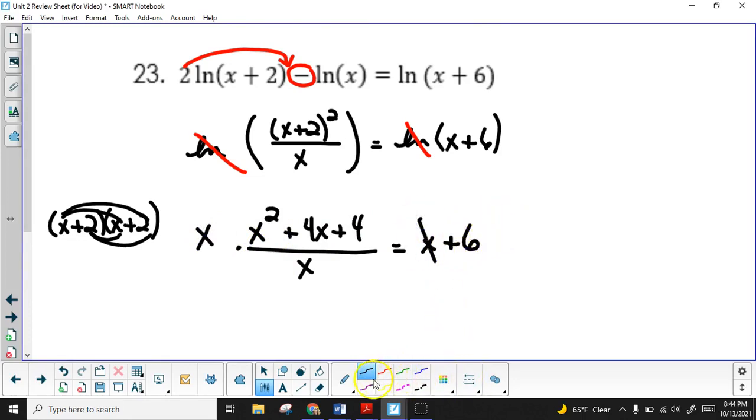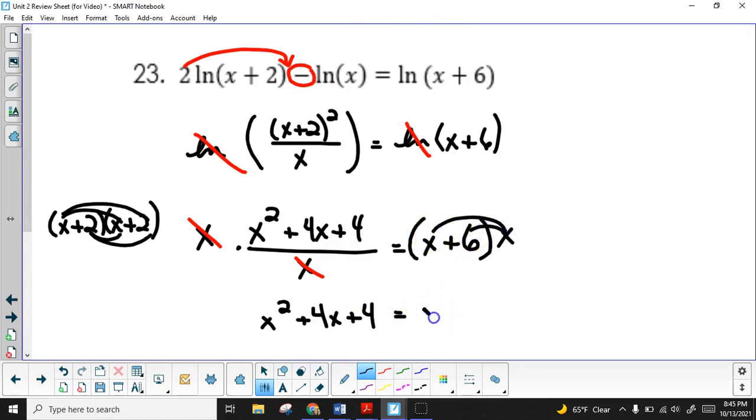Sorry, I did not mean to look like that was crossing out. Let me try that again. I was trying to write a parentheses. We're going to multiply this side by x as well. The reason for that is that now this x and this x cancel each other out. Our left-hand side is just our numerator of our fraction, x squared plus 4x plus 4. And on our right-hand side, when we distribute, we'll get x squared plus 6x.